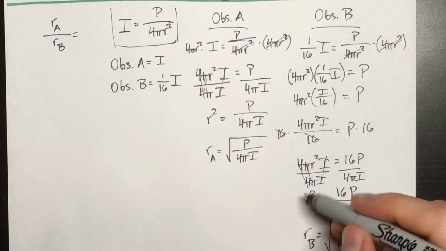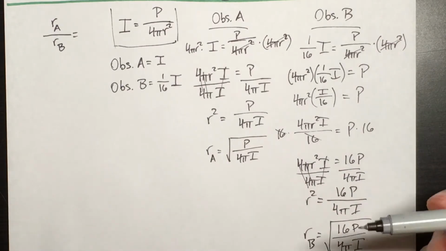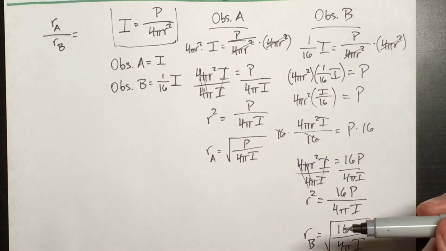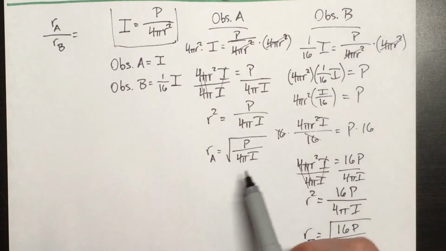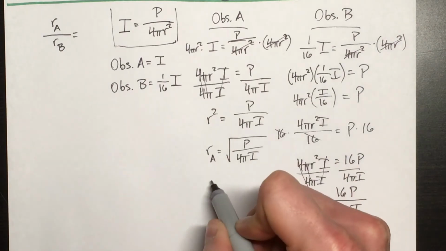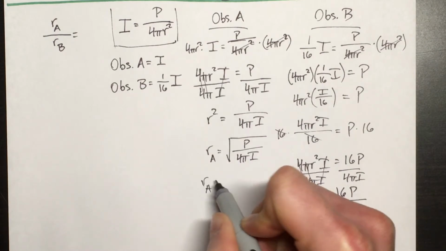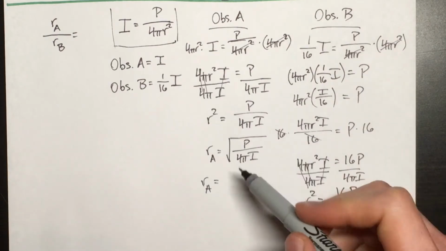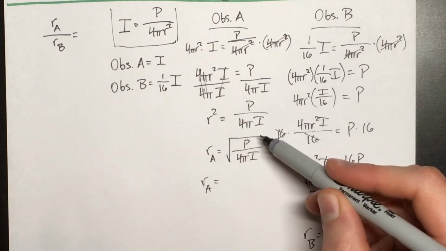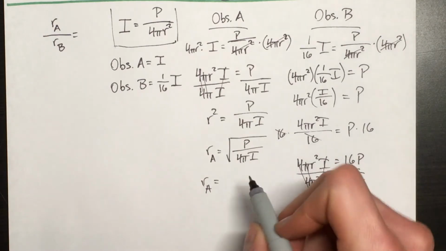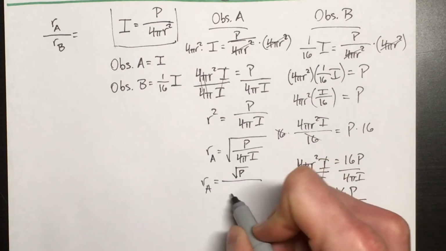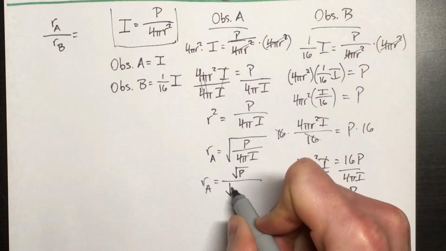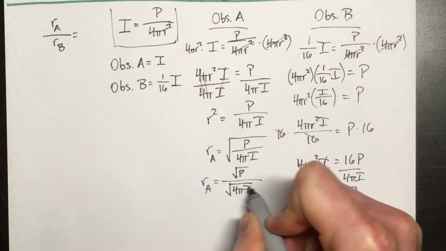Now, let's take these two pieces over here and figure out what the actual answer for this problem is. A little bit before we do that, let me write this a little bit differently. So RA equals... when you take the square root of a fraction, it's equal to the square root of the top over the square root of the bottom. So let me just write this as square root of p over square root of 4 pi I.